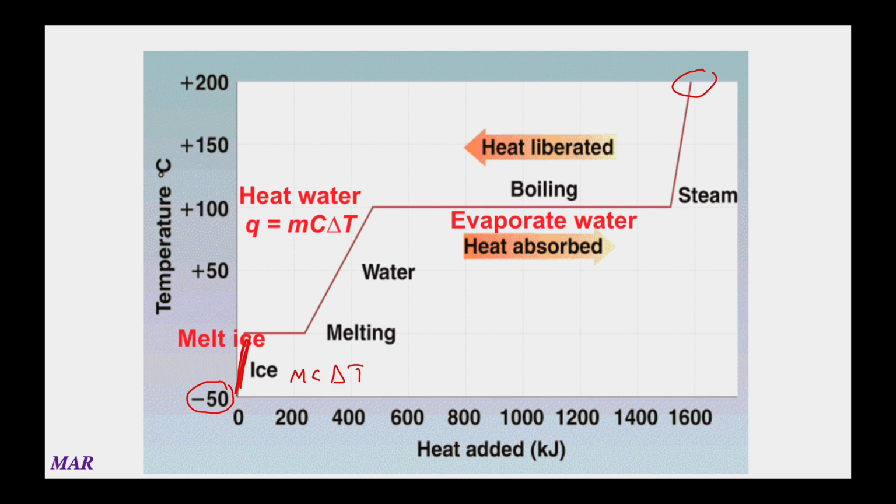On the other hand, then there's this flat part right here. And you can see on the x-axis, it's a heat and energy axis. If you're melting something, that's a phase change. You're turning the solid, in this case, into a liquid.